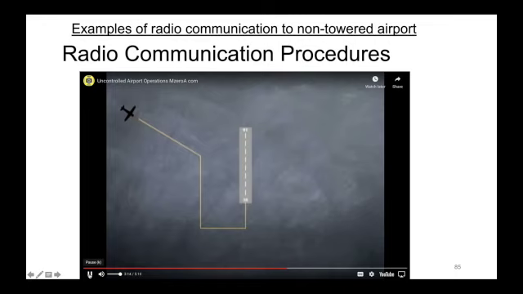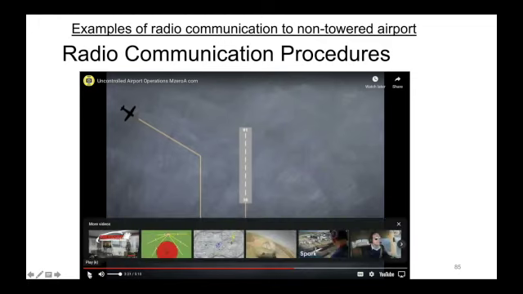Ocala traffic, Cessna 512 Romeo, 2 miles out on the 45 to left downwind, runway 36 at Ocala.